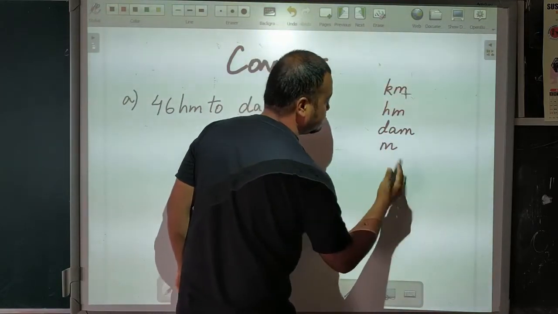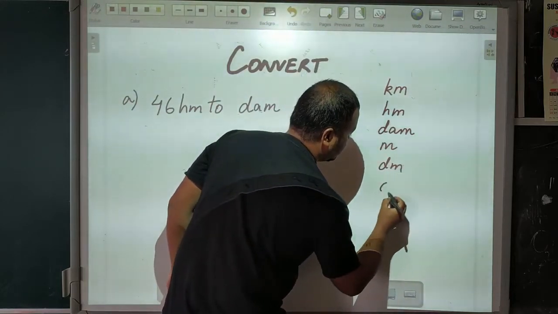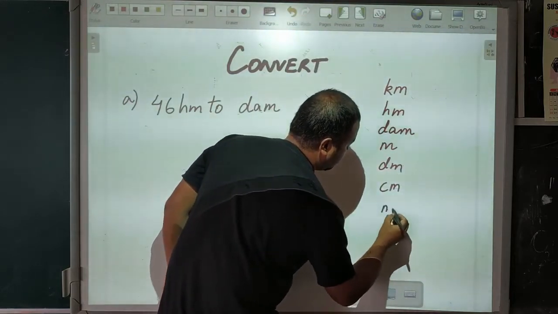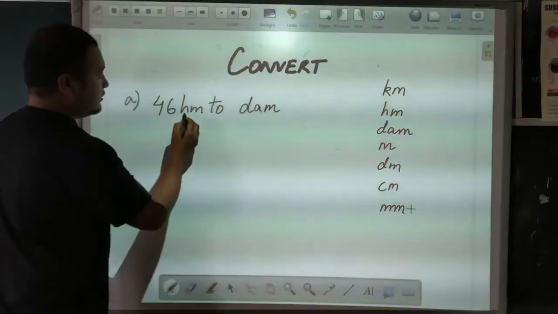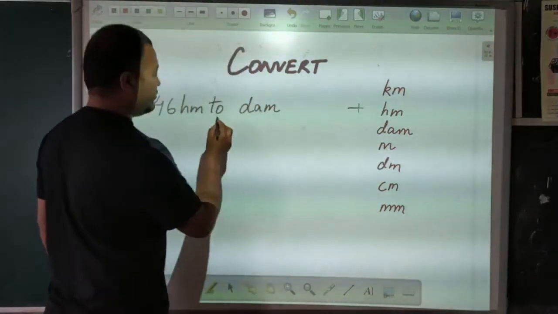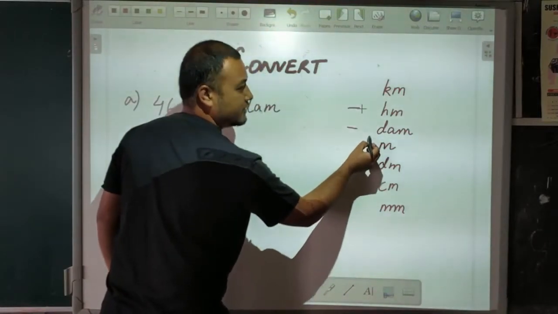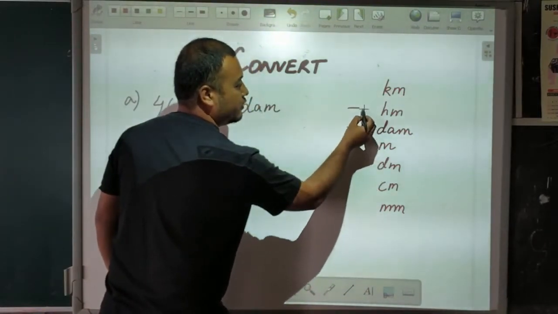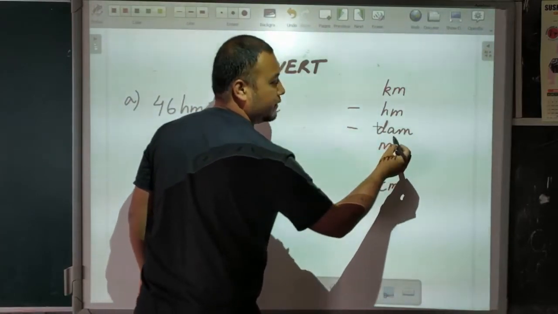And the smaller units are decimeter, centimeter and millimeter. So here we are talking of hectometer, and we have to change it to decameter. So from here we are going down. Whenever we are going from a higher unit to a lower unit, we multiply.